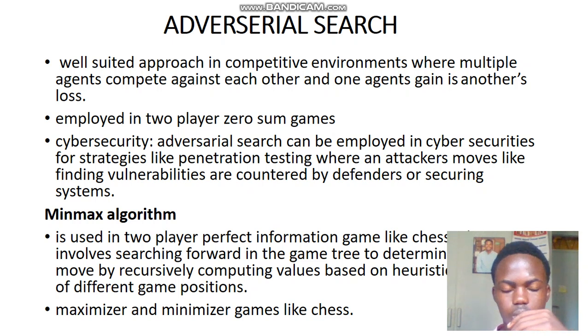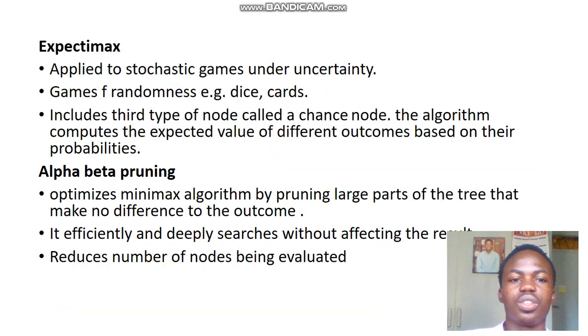In adversarial search, you're going to have many algorithms: minimax, and expectimax, as you're going to see. We can first look at expectimax, where you have stochastic games which are played under uncertainty. You have a certain value of randomness, for example, in dice and cards. Then alpha beta pruning, where you're basically trying not to visit nodes that may not make a difference to the outcome.